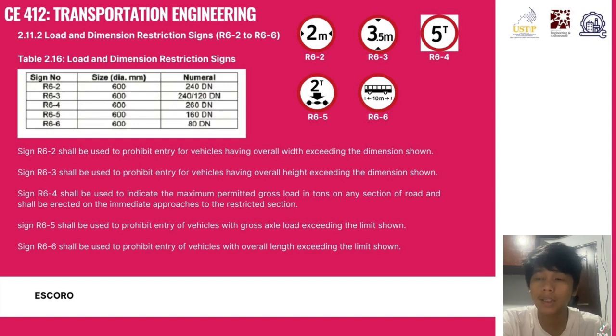And the R64 shall be used to indicate the maximum permitted gross load in tons on any section of the road and shall be erected on the immediate approaches to the restricted section. Next is the R65. This shall be used to prohibit entry of vehicles with gross axial load exceeding the limits shown. And the R66 shall be used to prohibit entry of vehicles with overall length exceeding the limits shown.